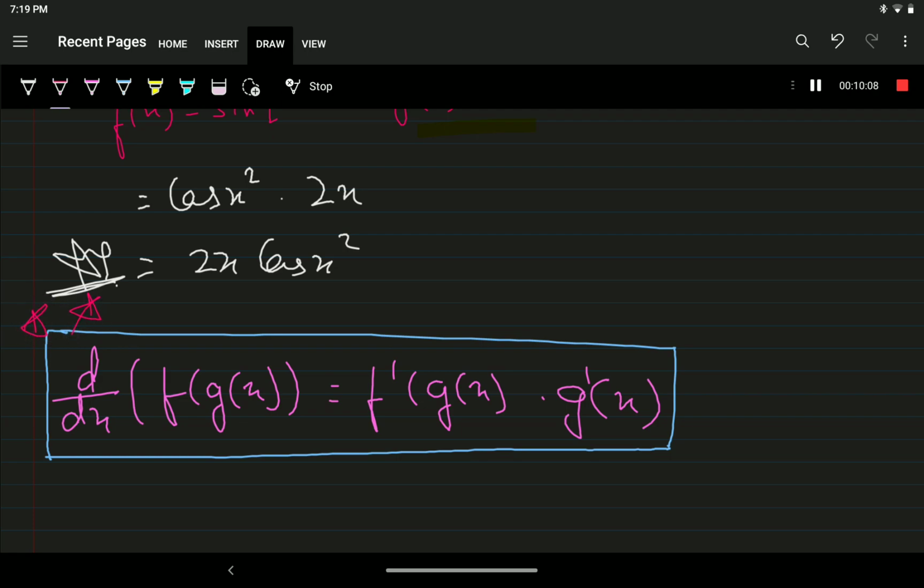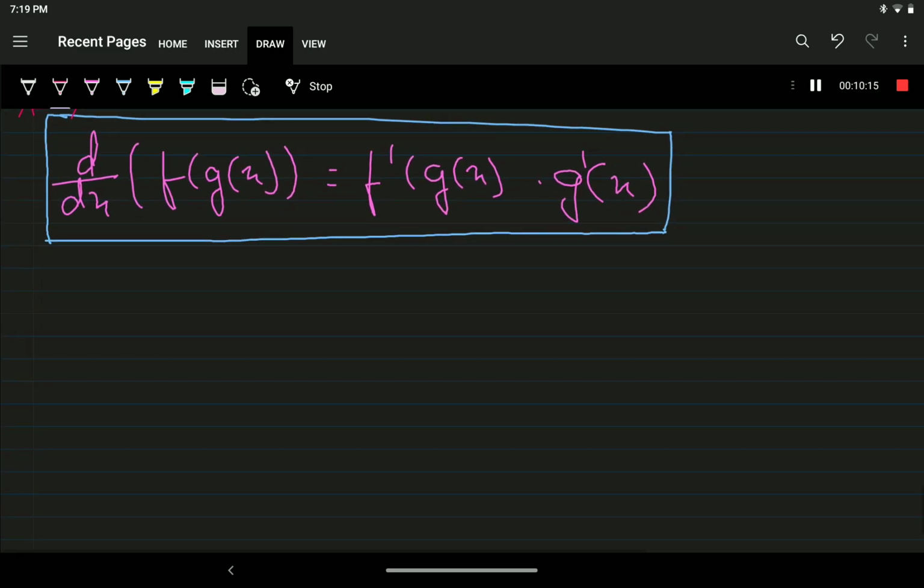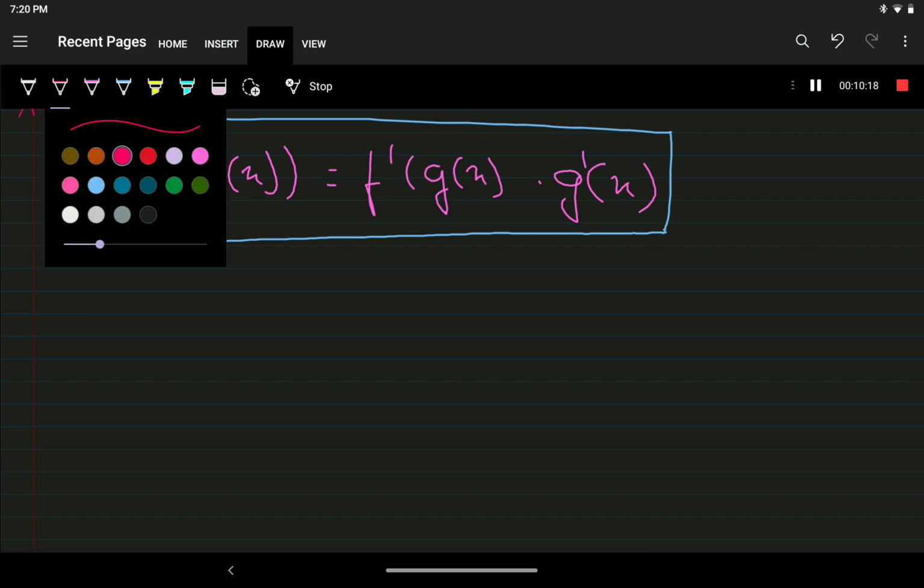This is very important. Lots and lots of questions come from this formula, the chain rule. You solve many questions from this. Let's take up another example.